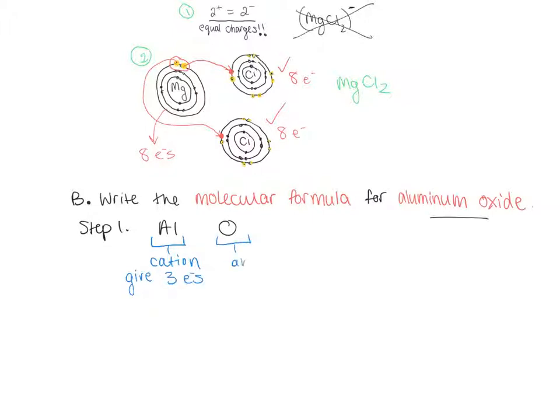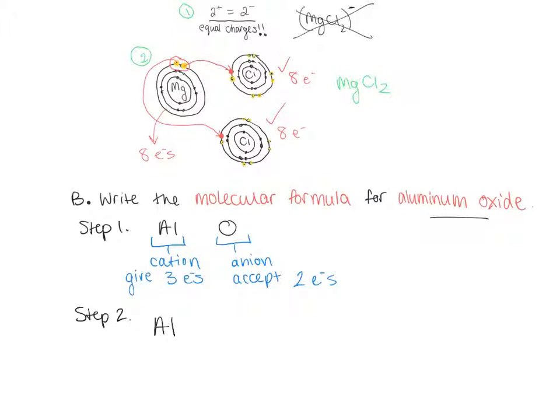And oxygen is our anion, because it's going to accept 2 negative electrons. Okay, step 2 is determine the ionic charges. So we have our 2 elements. We know which one is going to give electrons and which one is going to accept electrons. So now we just need to determine how many are each of them going to give away and accept.